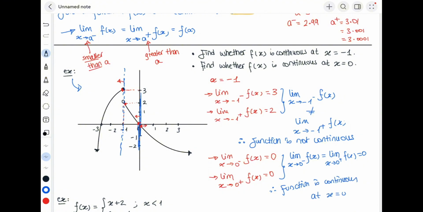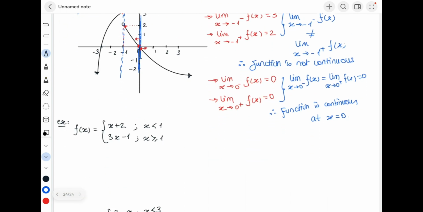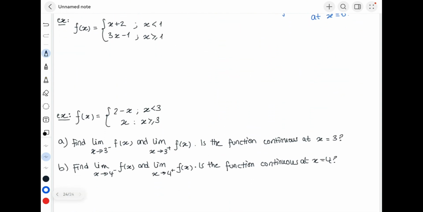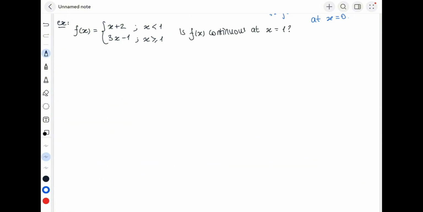We did an example whenever we have a graph. Let's do an example whenever we are given a piecewise function, like this one here. In this example, we're given a piecewise function of f of x equal to x plus 2 for x less than 1, and a function 3x minus 1 for x greater than or equal to 1. And we need to check if f of x is continuous at x equal to 1.